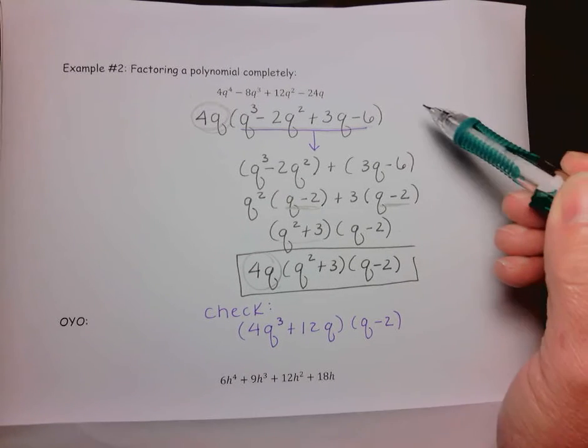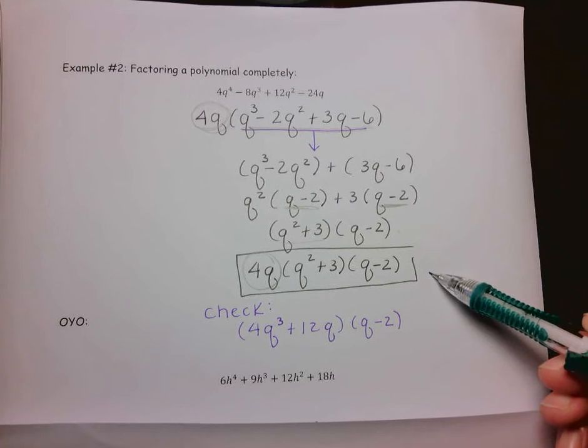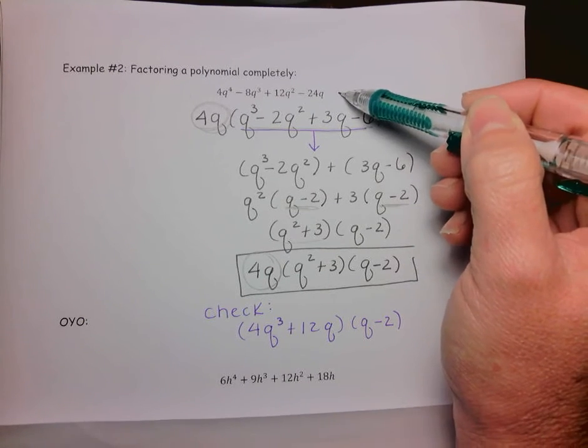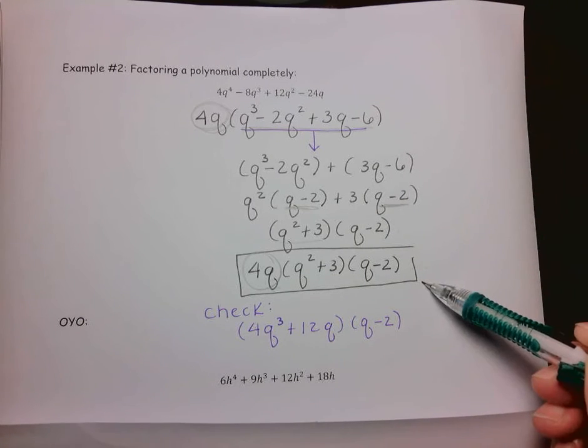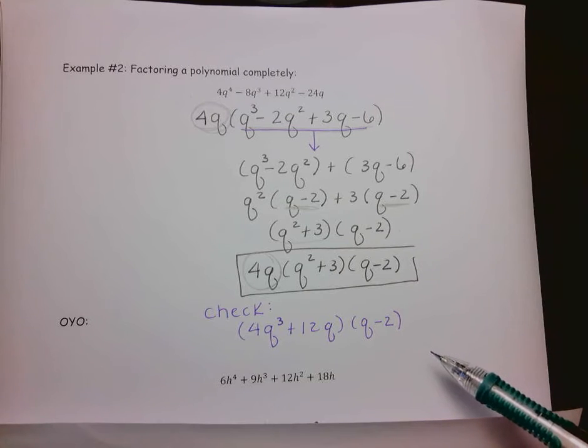Whatever you factor out at the beginning, you have to make sure you put back in at the end. We've talked about this in a couple lessons already. Whatever you factor out at the beginning, you have to make sure you put back in at the end, because mathematically this and this are equivalent. These are the factors of this polynomial. And so how do I check my answer?